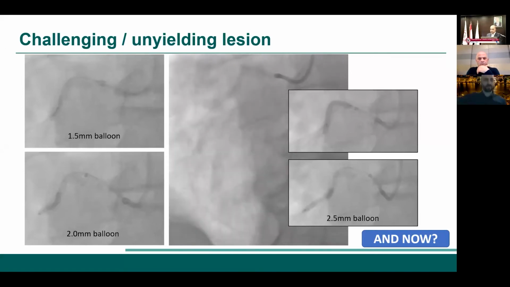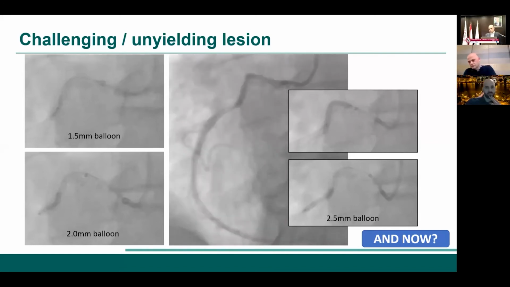So there was clearly a waist on that balloon here. We upsized, but clearly with the 2.5 there was a waist. There was a non-yielding lesion. So time now maybe for modification. What do you think, guys?